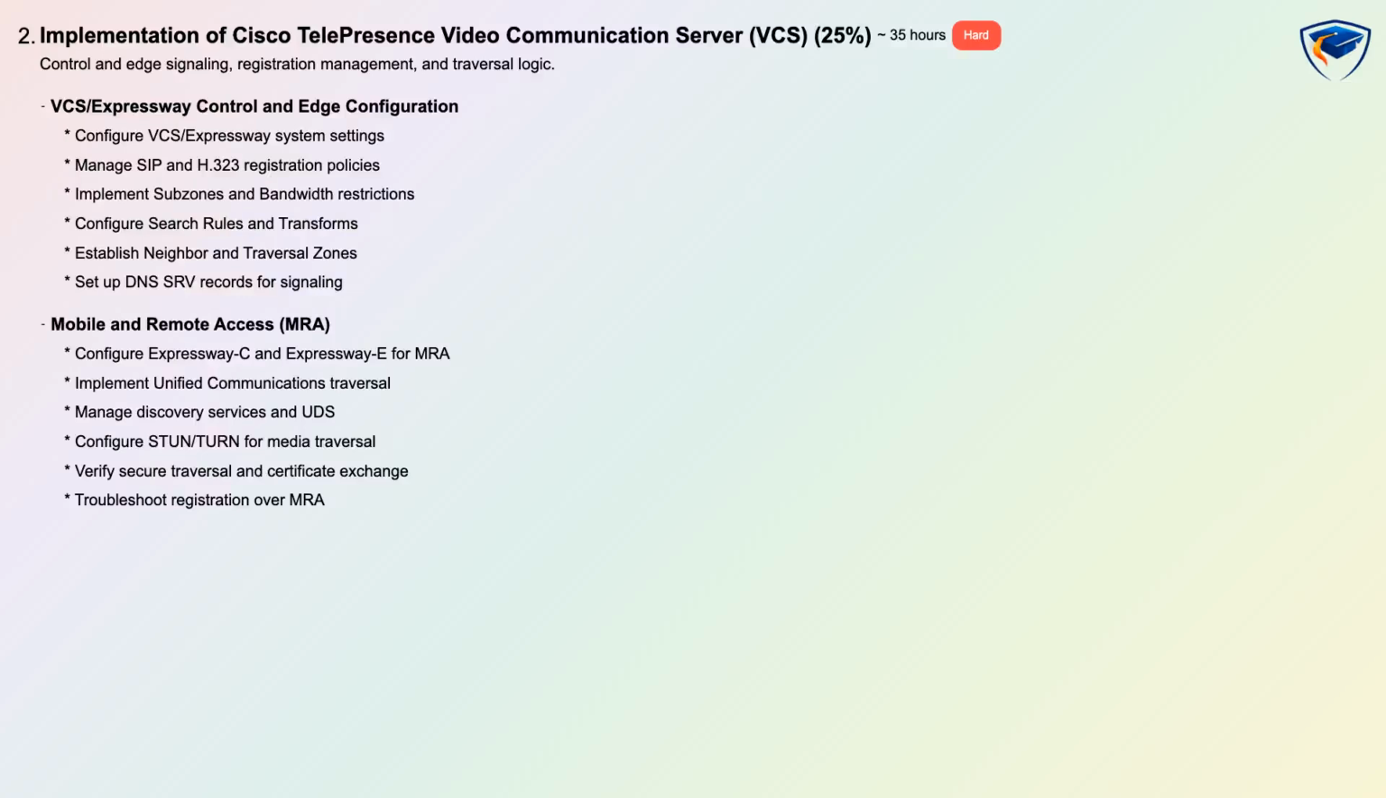You will configure VCS and Expressway system settings, manage SIP and H323 registration policies, implement subzones and bandwidth restrictions, and create search rules and transforms. The mobile and remote access topics require configuring Expressway C and E for MRA, implementing unified communications traversal, managing discovery services and UDS, configuring STUN and TURN for media traversal, validating secure certificate exchange, and troubleshooting registration over MRA.